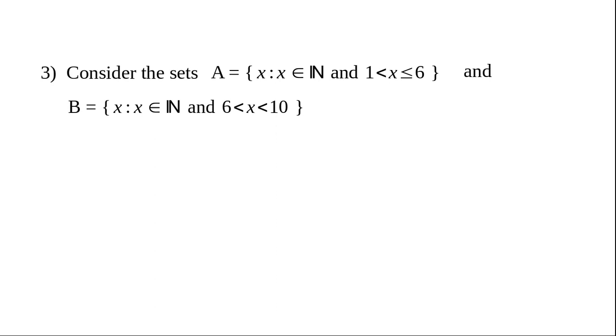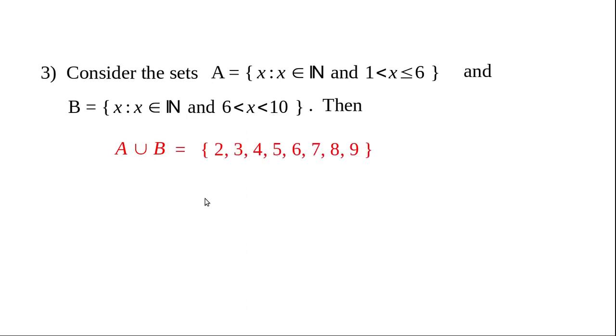What are the elements in A? In A, the elements are natural numbers from 1 to 6, excluding 1 and including 6. Therefore, the elements are 2, 3, 4, 5, 6. And in B, the elements are 7, 8 and 9. Then what is A ∪ B? A ∪ B is equal to {2, 3, 4, 5, 6, 7, 8, 9}.